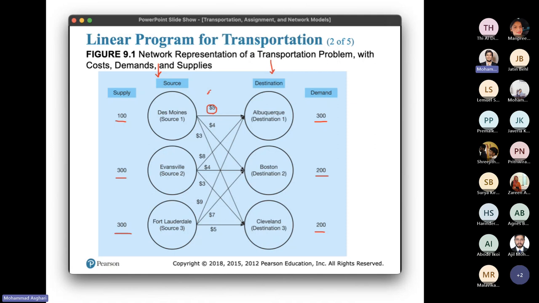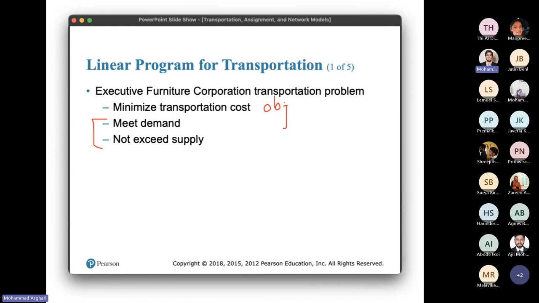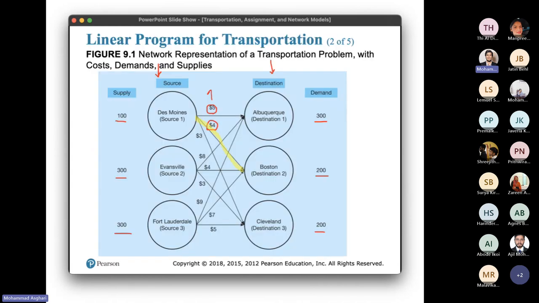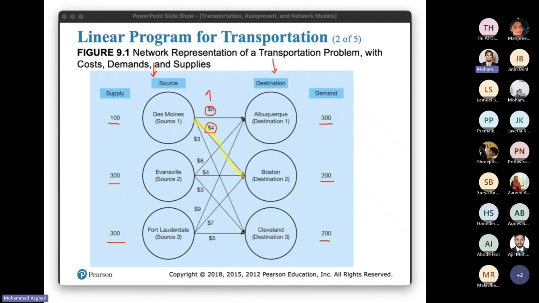If you want to send one unit from source one to destination one. But if you want to send one unit from source one to destination number two, you have to pay $4 per unit. Okay, this is the cost of transportation. So if you remember, the objective function is minimization of transportation cost. So we have all the costs here. After understanding the problem well, the first step is defining the decision variable.